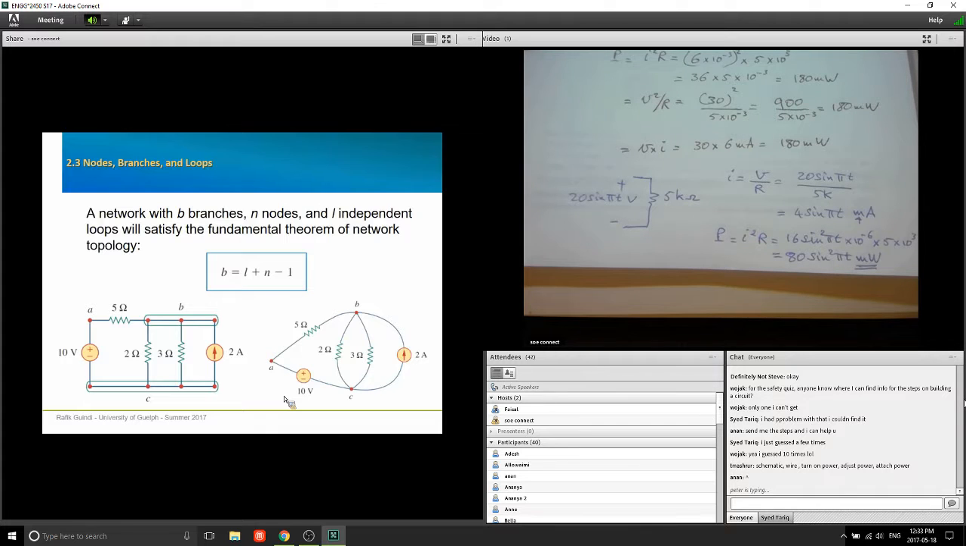And when I say L independent loops, I want to explain what that means. Look at this circuit. How many loops can you find? So a loop is you start from any point and you go around any path and you end up at the same point again. It's any closed loop, yes, any closed path.